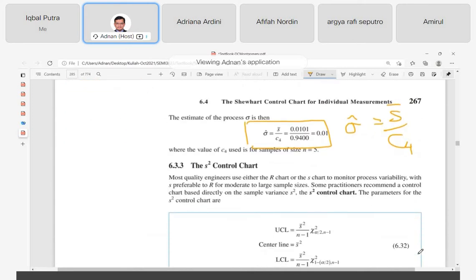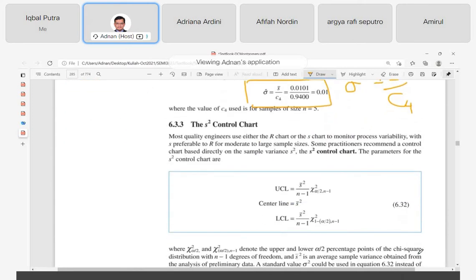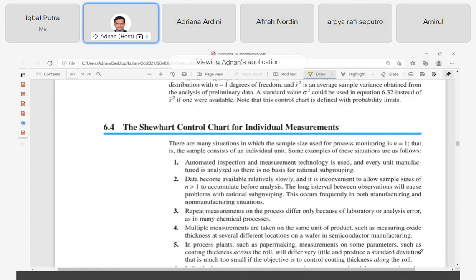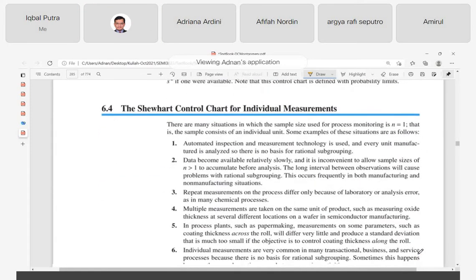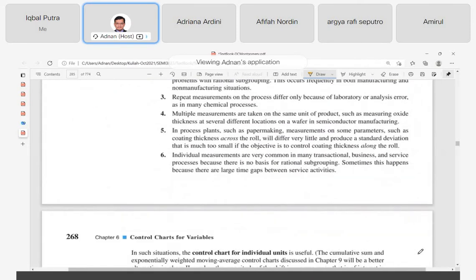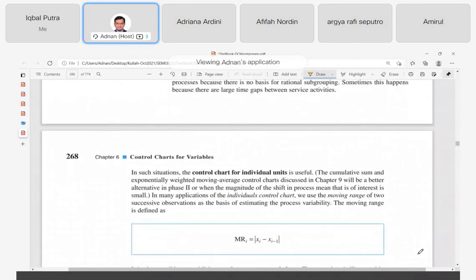Okay, there is another chart, the S2 chart. I'm not going to cover this S2 chart. There are also short-run control charts for individual measurements.